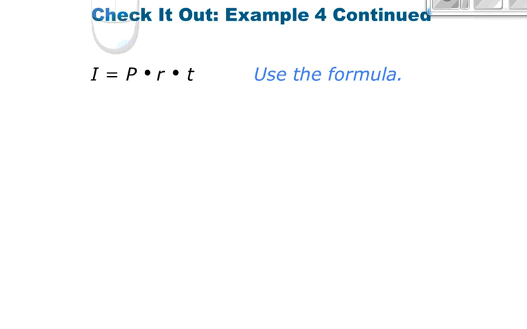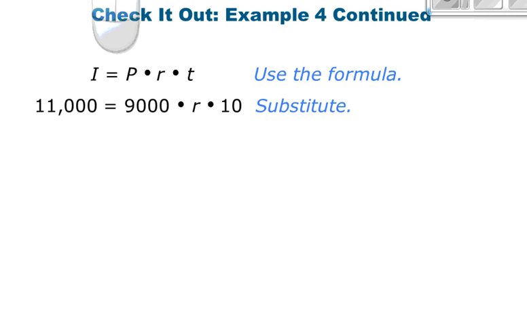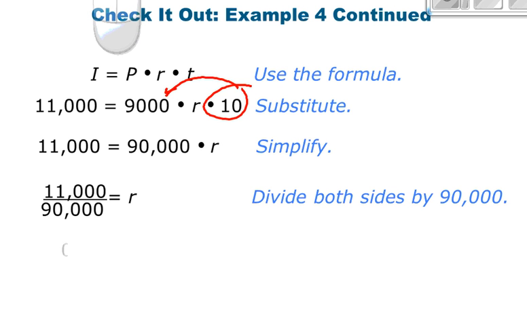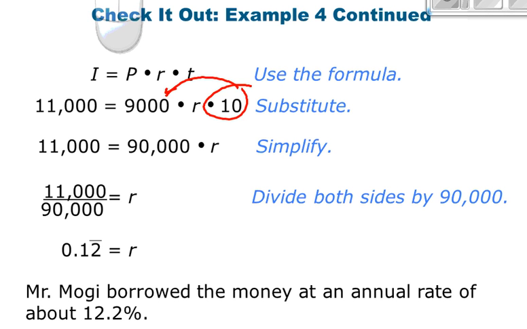Interest equals principal, rate, time. Now, these aren't touching each other, but they can still be multiplied by each other, because the commutative property of multiplication says I can do this in any order. So multiply those, and divide away. R equals 0.12 repeating, so that is 12.2%. And if you put 12.2 repeating percent, that is still acceptable.